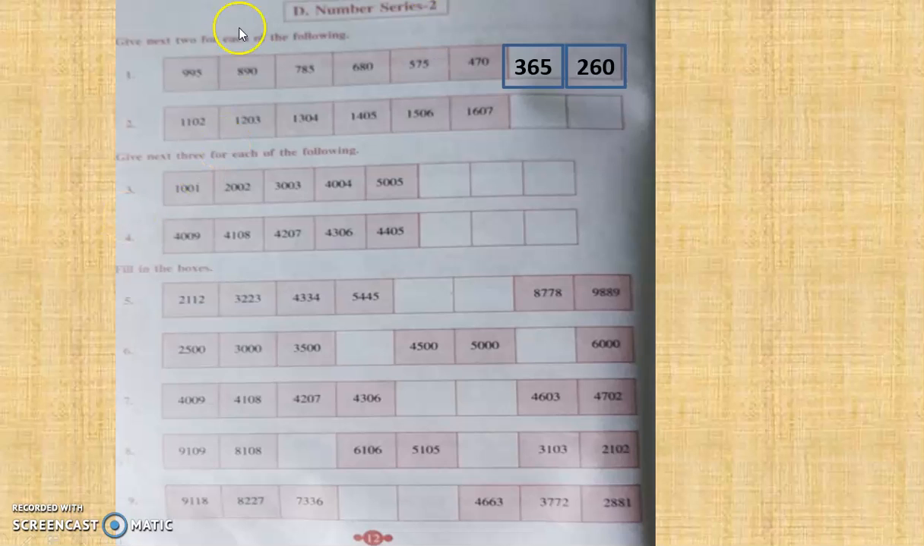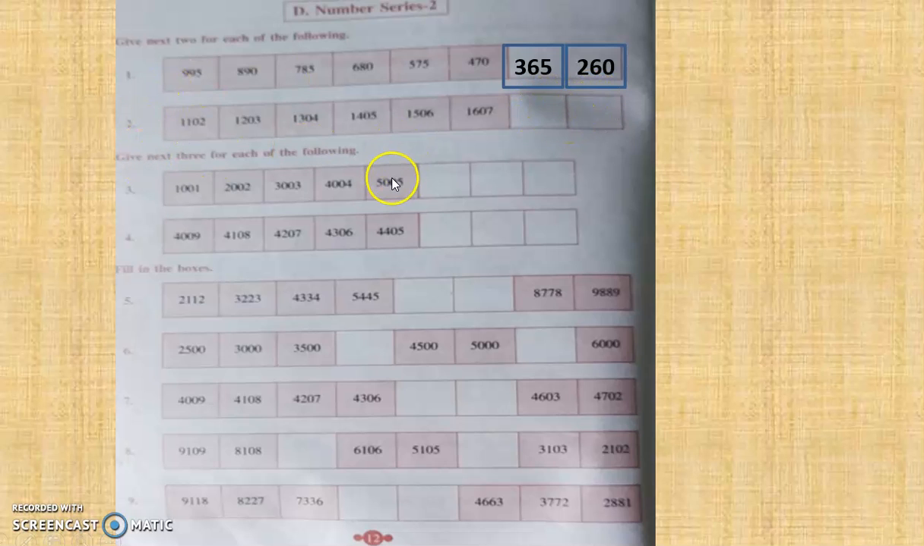Okay. Look at the second question. 1102 is there. 1203 is here. That means 101 is getting added, right? If I am adding 101, I will get this. If I am adding 101, I will get 1304. Again, if I add one more 101, 1405 is coming. So 1607 is here. So the next values will be 1708 and 1809. Correct? So that value you have to write over here.